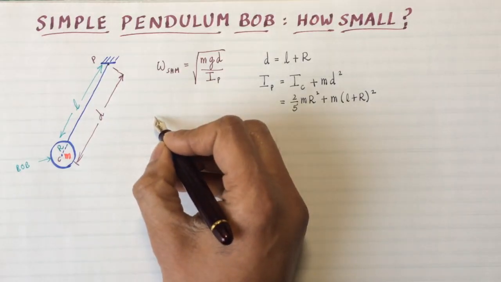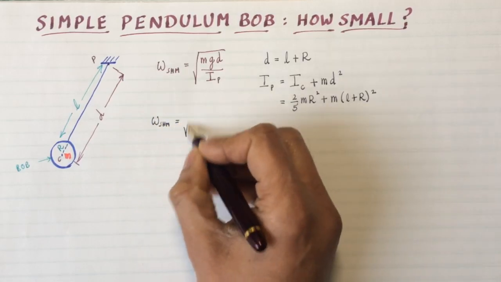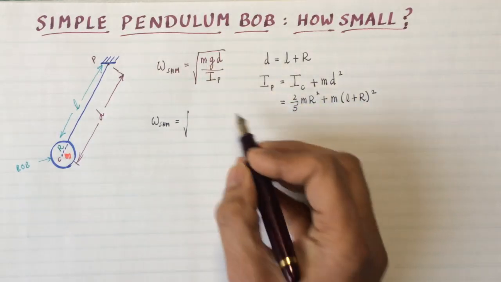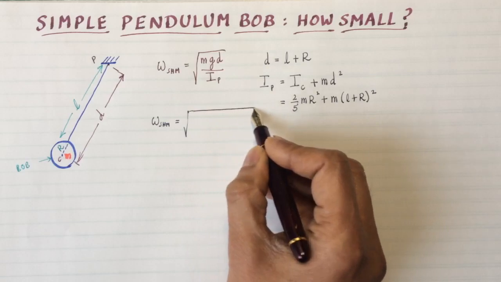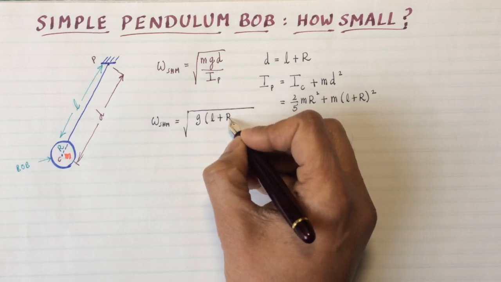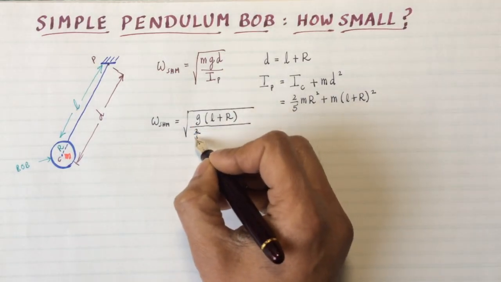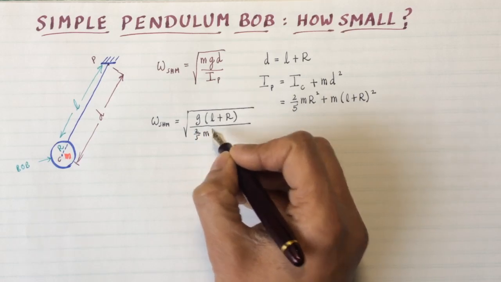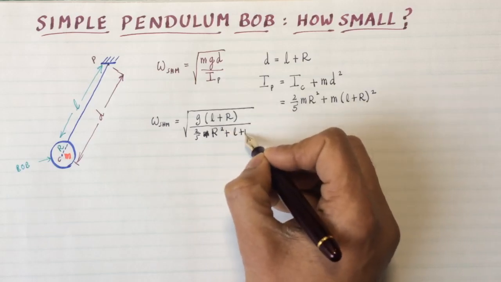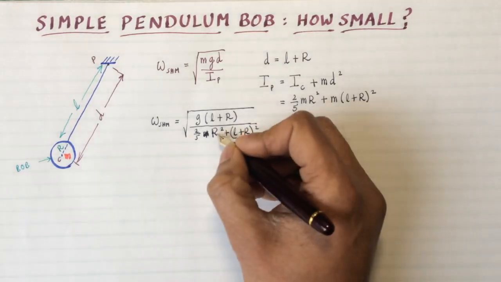I'll put this back in this formula. Omega simple harmonic is equal to the square root. Now you'll observe that I sub p has got factors of m, which will cancel the factor of m there. So I'll just not write the factor of m anymore. It's g times d, which is L plus R, divided by 2/5 mr squared. Oh, no more m's. 2/5 r squared plus L plus R squared. That is fairly complicated looking.